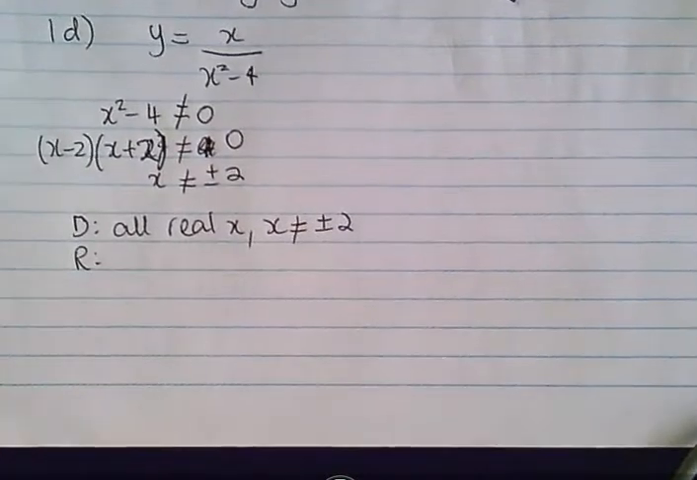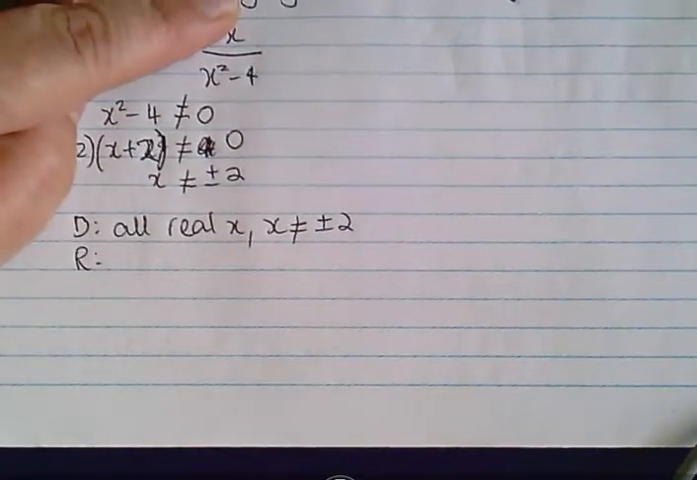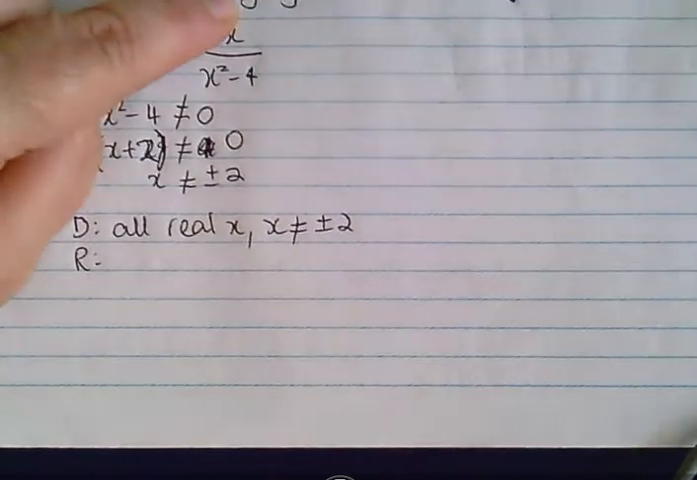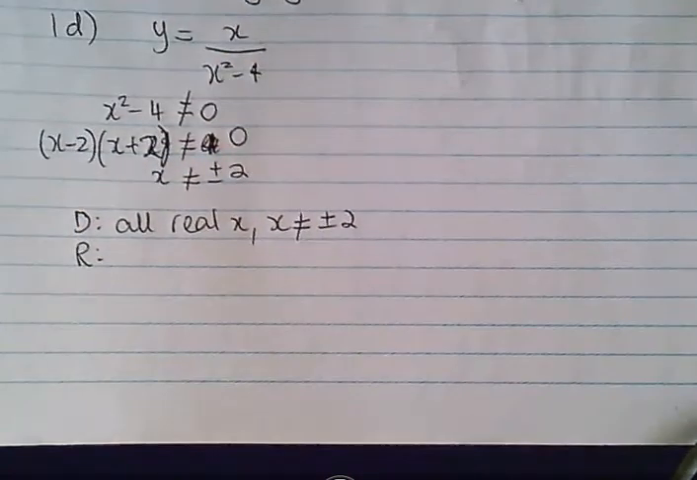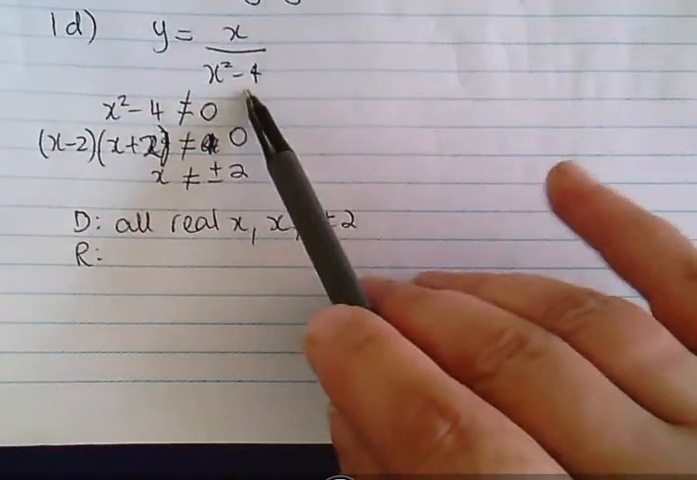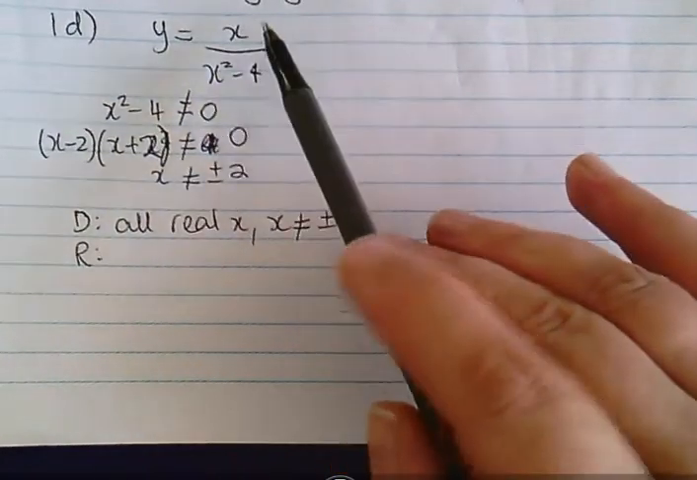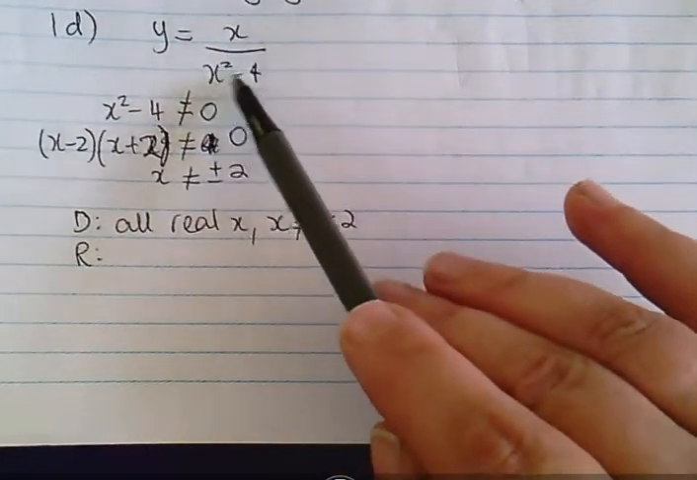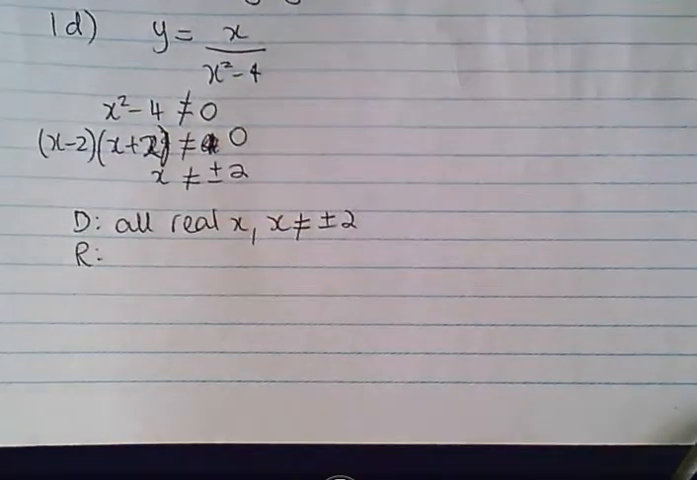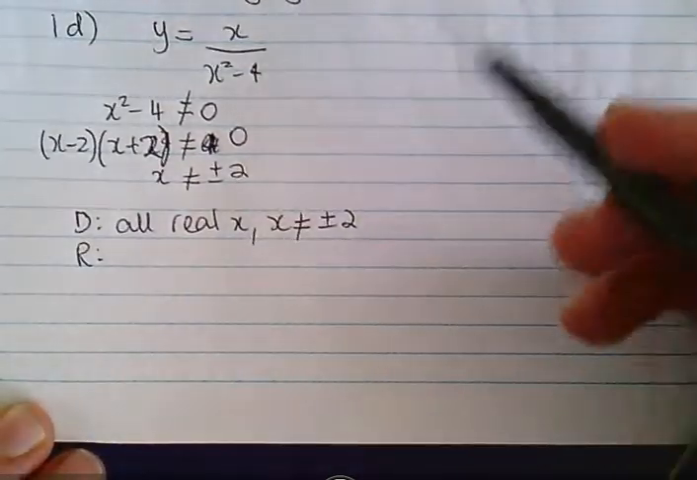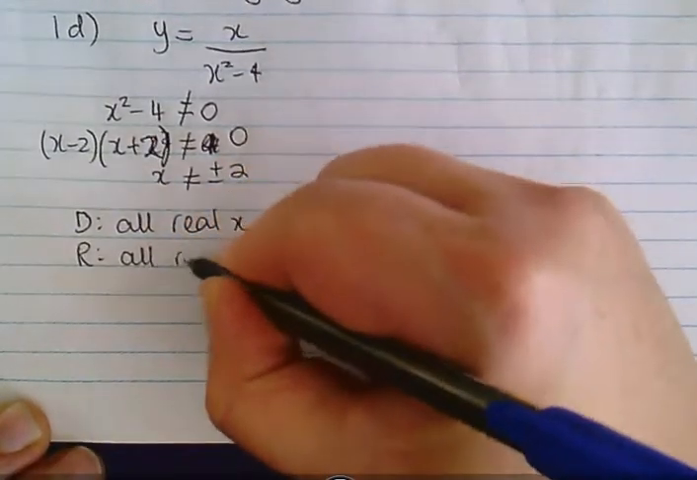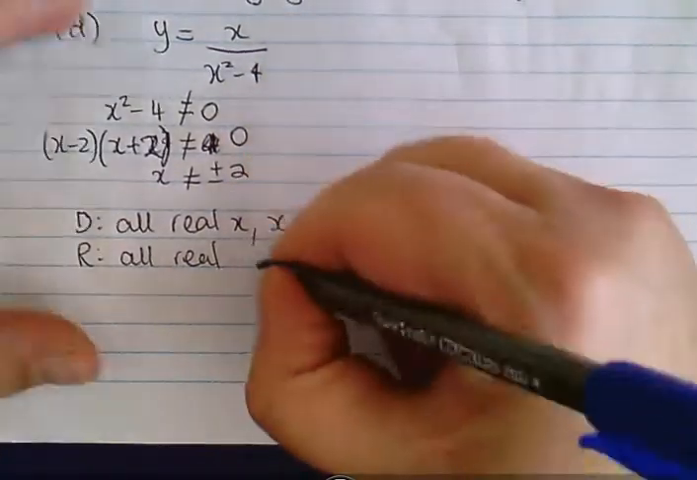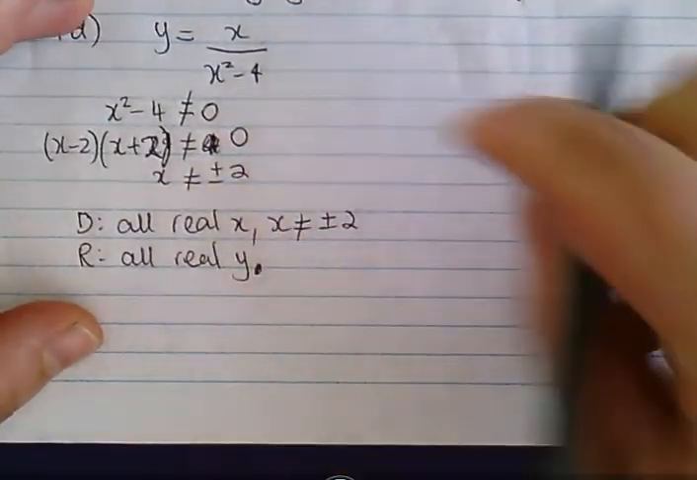Now the range, could the x be 0 up here? Can x be 0? It can. 0 divided by -4 is allowed. If x is 0, that's the y-intercept of this function. It's allowed. If x is 0, 0 divided by 0 minus 4, 0 divided by -4 is 0. So y will be a value in this function. You can't have x is positive 2 or negative 2, but you've got the fact that you can have 0 is fine. You're going to have all real y.